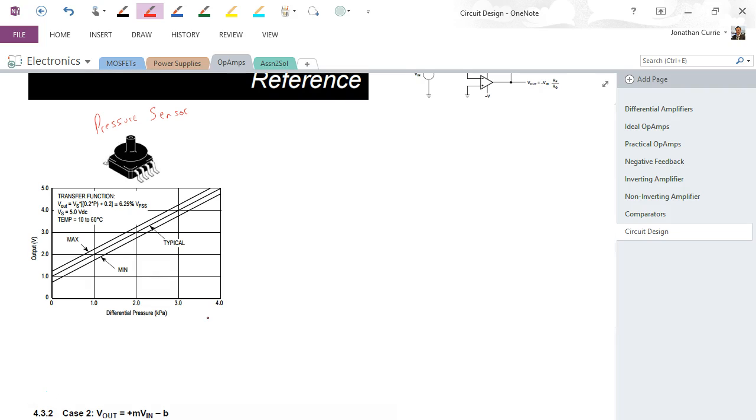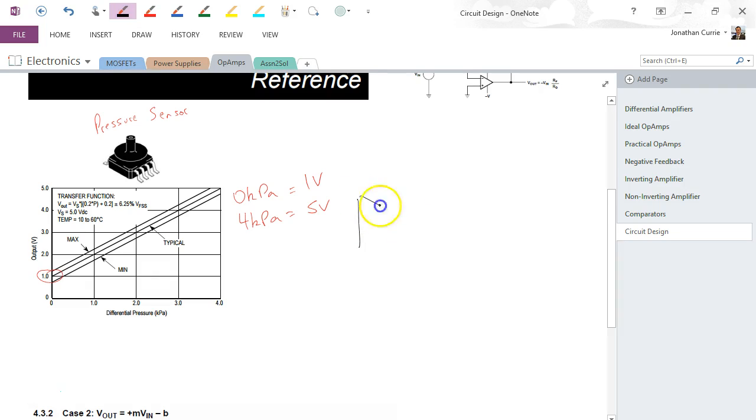So we can use it for measuring liquid level, or we can use it for measuring pressure differential within a circuit, a hydraulic circuit for example. But the key thing to see here is that at 0 kPa we get 1 volt, not 0, which is unusual, and at 4 kPa we get 5 volts. So we have this rather unusual relationship where we have a 1 volt bias on our result.